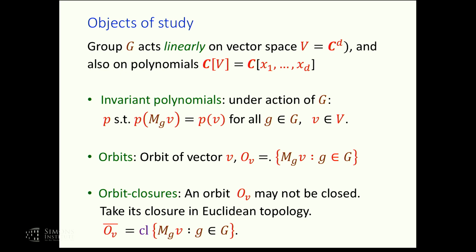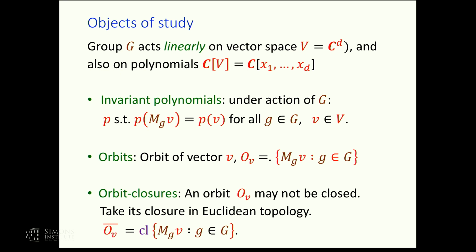And here are the main objects that are being studied in this type of action. So the first thing to notice when you act on a vector space and you have some coordinates for this vector space, you can think of them as variables. And so you are acting on the variables, and thereby you are also acting on polynomials in these variables. Okay, so the first very important object is invariant polynomials. Invariant polynomials are exactly polynomials in these variables which remain unchanged under this action. That's why they are called invariant.